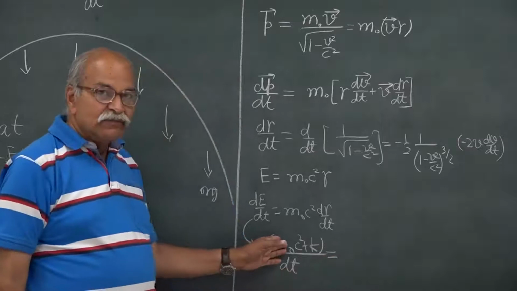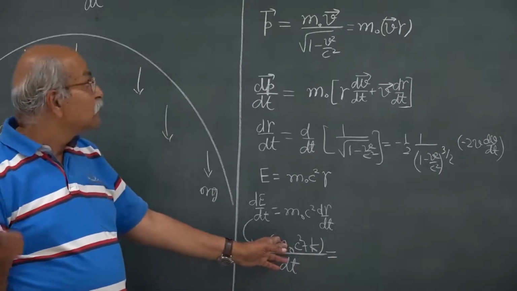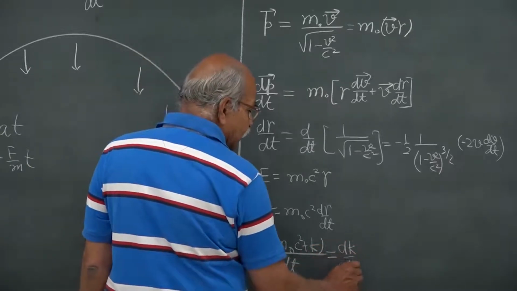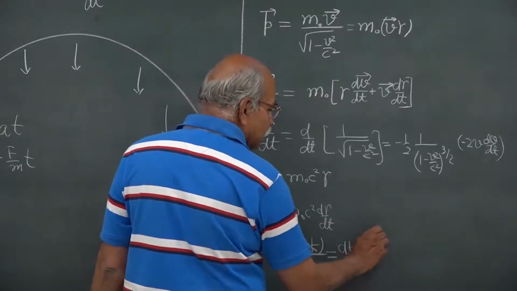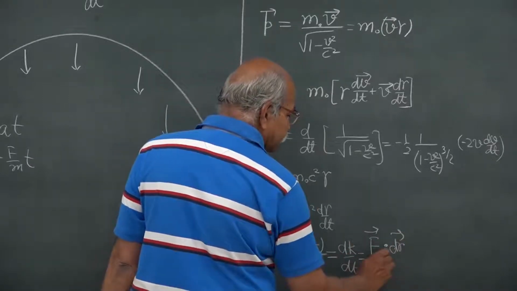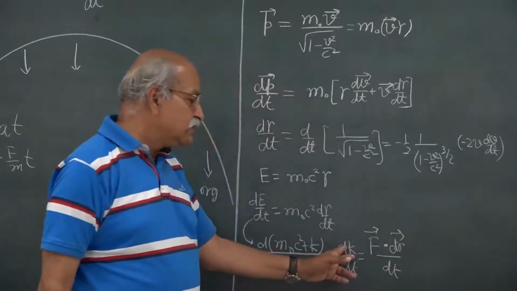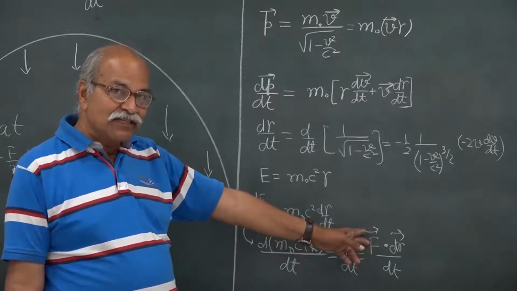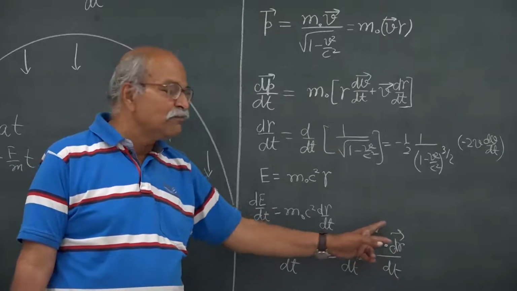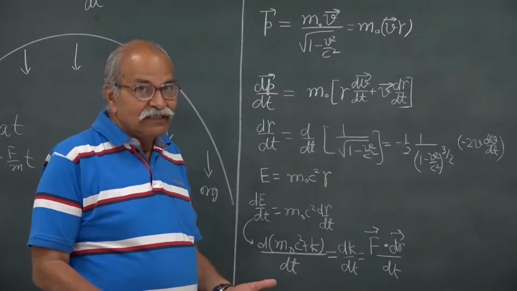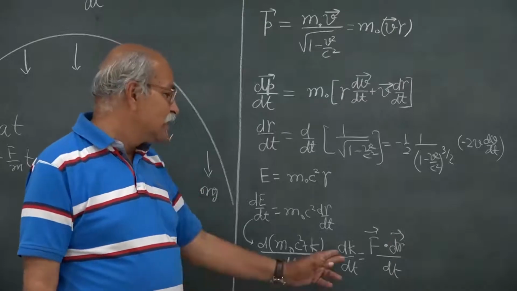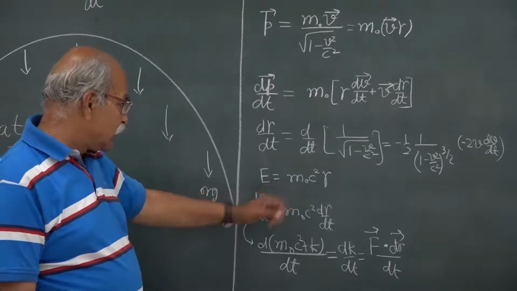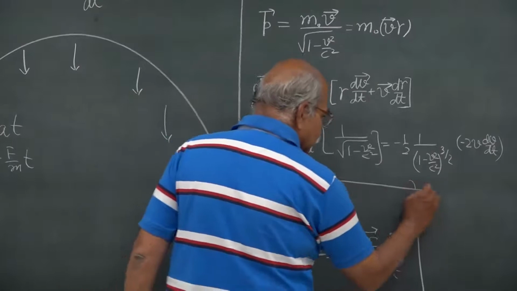And since this is constant, m naught c square is constant for a particle, we are talking of one particle. So, it is dK/dt. And what is dK? dK is F dot dr, the change in kinetic energy. We started from here: if you have a particle and a force acts on it, there is a displacement, there is work done by the force, and that work done gives you the change in kinetic energy. So, dK/dt is F dot dr/dt, and hence you can write this equation as this equation.